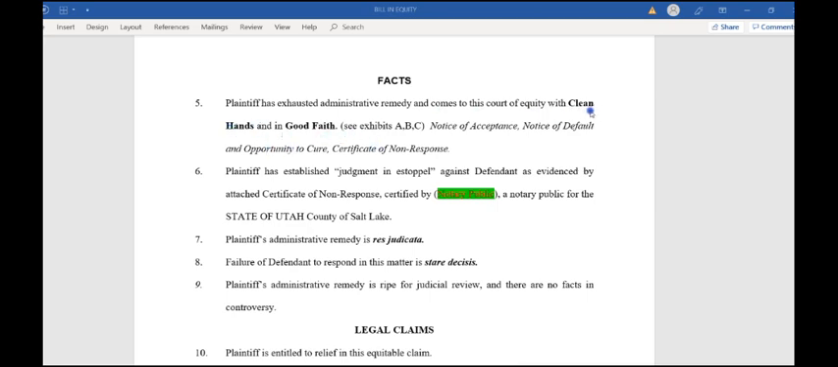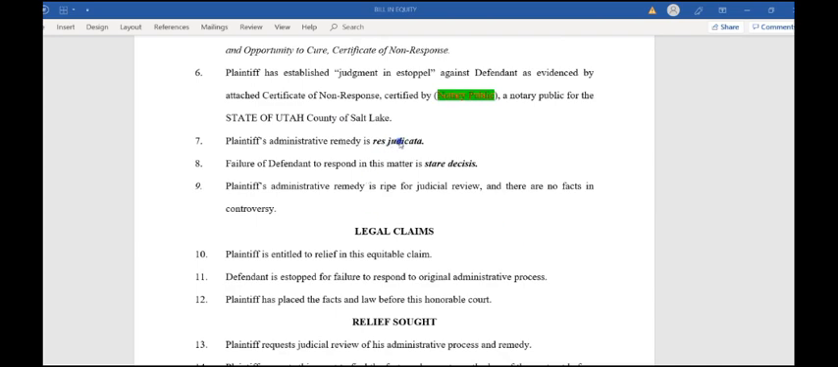And what does that mean? Well, see a notice of acceptance, notice of default, and certificate of non-response. That would be your exhibits that you're going to place into evidence. Plaintiff has established a judgment in estoppel against you, the defendant, as evidenced by the attached certificate of non-response. That one right there. Certified by the notary. It's not certified by me. The notary public of the state of Utah did it, not me.